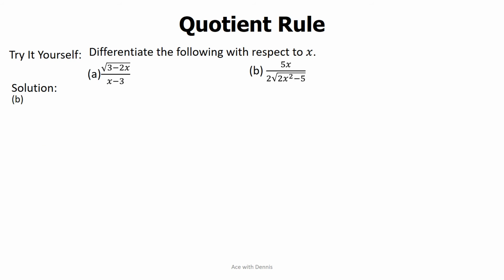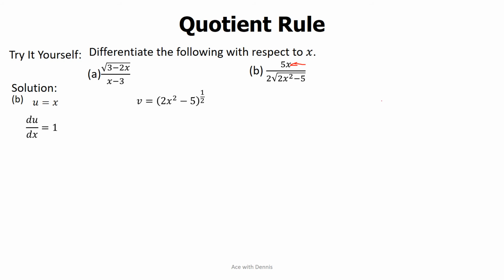Here is the solution for B. Okay, so firstly identify the u. You can take it as 5x, but now I want to do something different. I will just take u as x. So du over dx I get 1. V, you can take it as 2 times (2x squared minus 5).